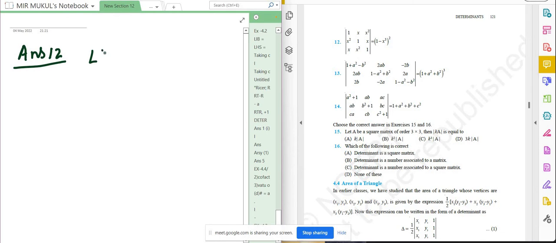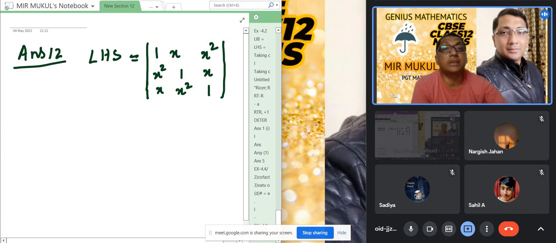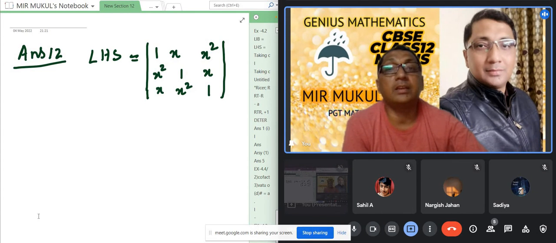So consider LHS, that is equal to the determinant with rows 1, x, x square; 1, x, x square, 1. We have to prove this is equal to 1 minus x cube whole square. In many ways we can do these questions, but I'm showing you within 2 steps you will get this answer. So very easily you will get this answer.